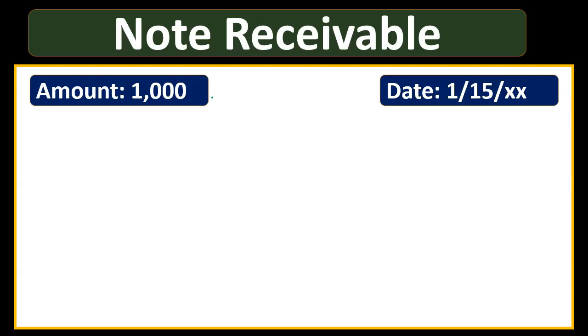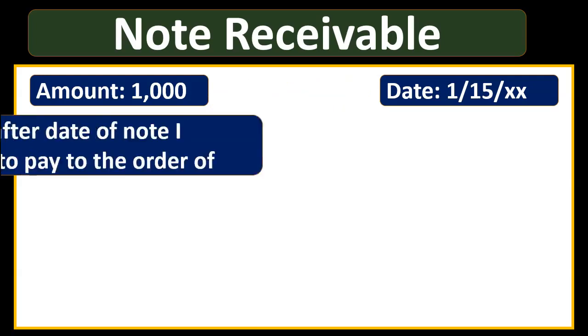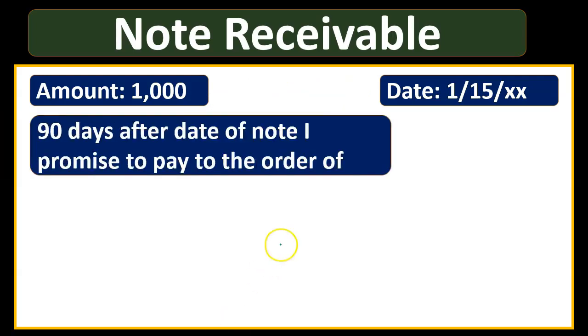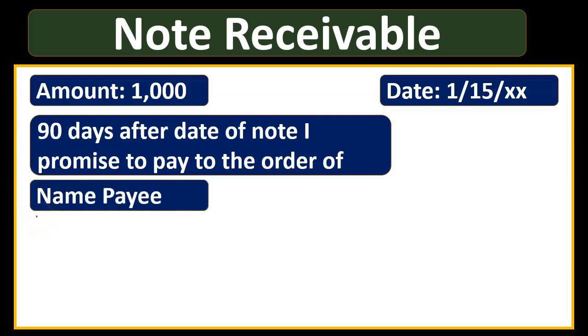There's going to be a promise by the customer to pay us for what they purchased. Then we're going to have the date of the note, typically the date that the transaction happened, the purchase happened. Then we're going to have the due date, and oftentimes the due date is written something like this: 90 days after date of note, I promise to pay to the order of, and then we'll have the name of the payee. And that's for a couple different reasons. Note that this doesn't just have a date at some point in the future. Typically, a lot of times the note will be written in wording such as this.